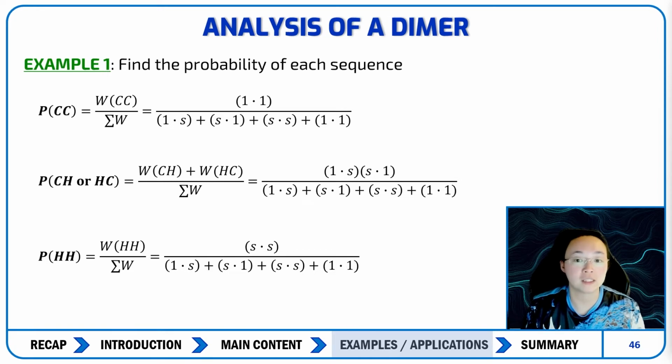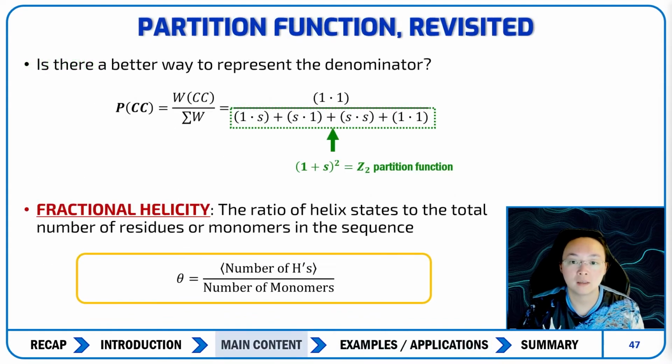So when we're presenting these solutions, obviously we want to simplify. We don't want to leave everything expanded in such a format. Because the denominator is quite cumbersome, we want to try and simplify it a bit. And that's where the partition function comes in handy. So we can introduce it here. If you calculate Z2, you actually get 1 plus S to the power of 2. So we can simplify the denominator by just writing Z2. So that's something simple that we can use moving forward.